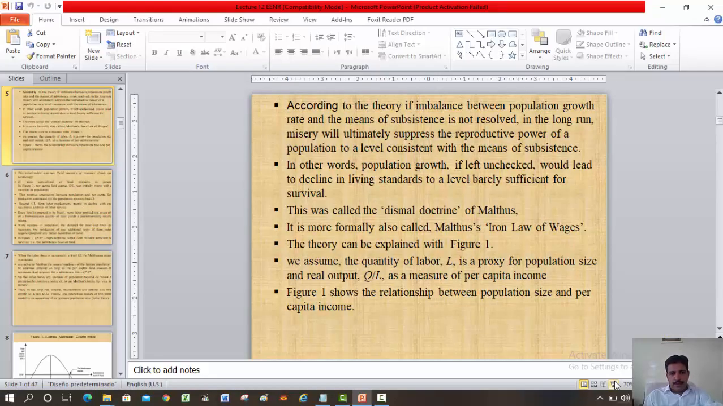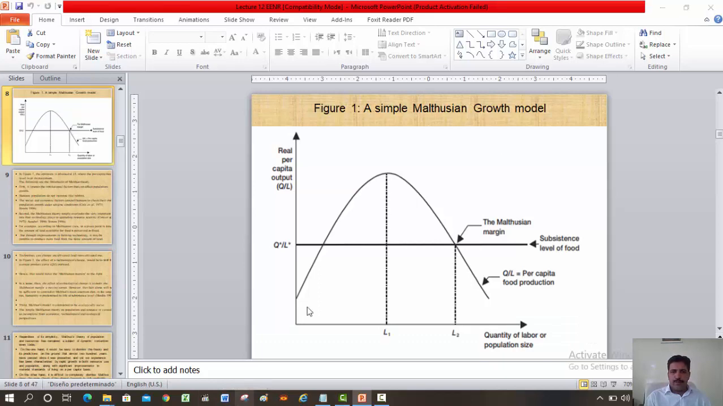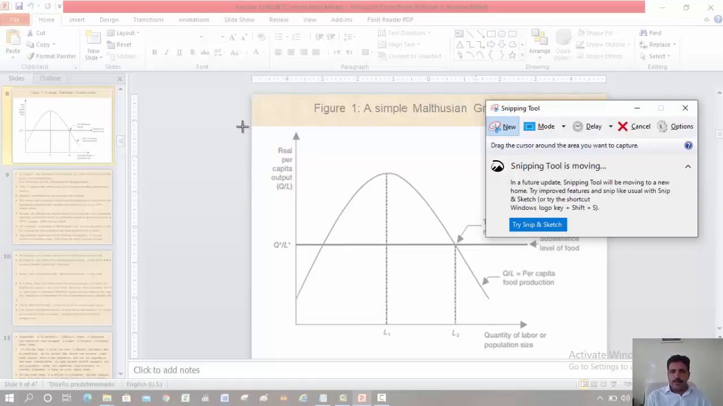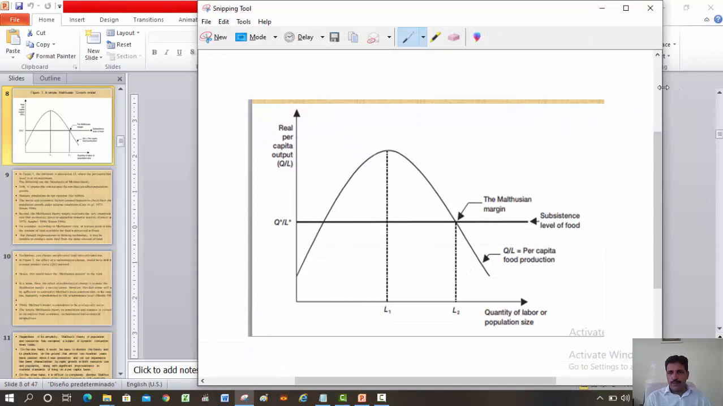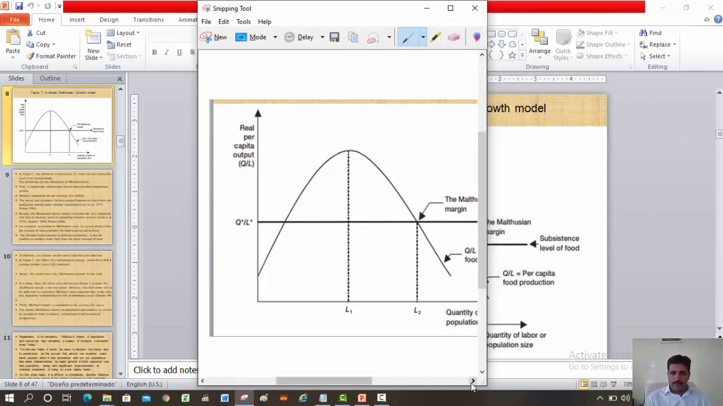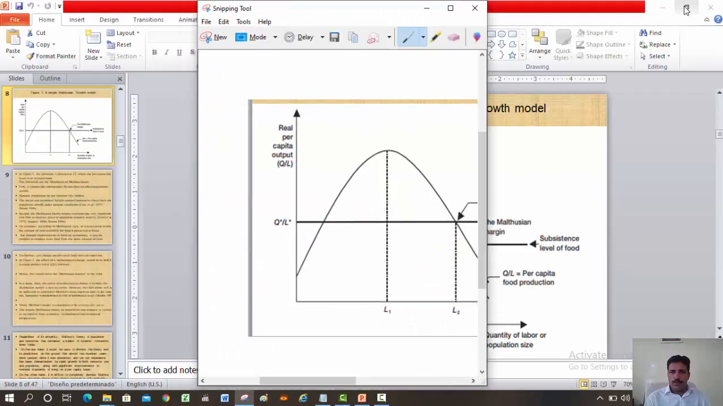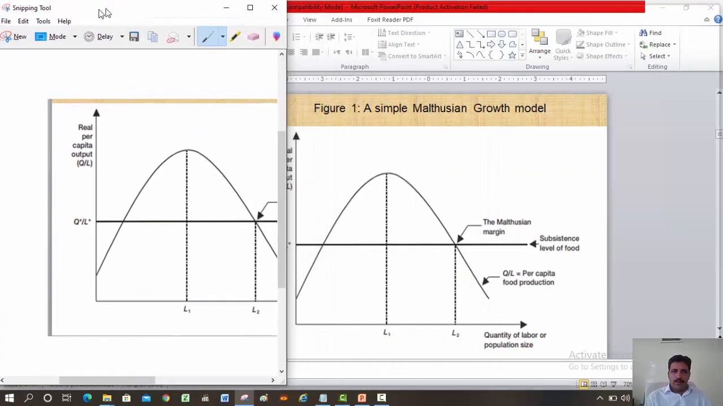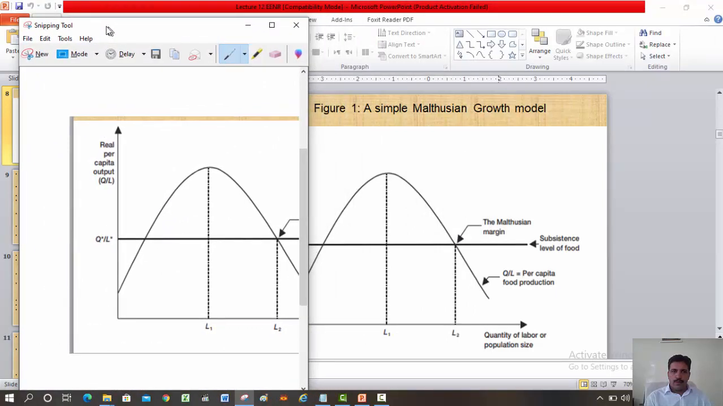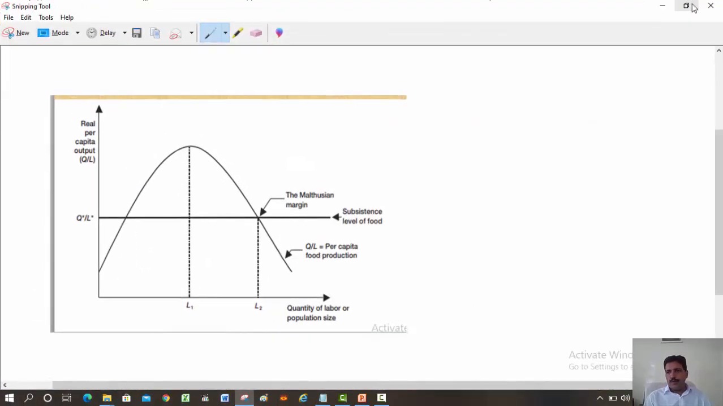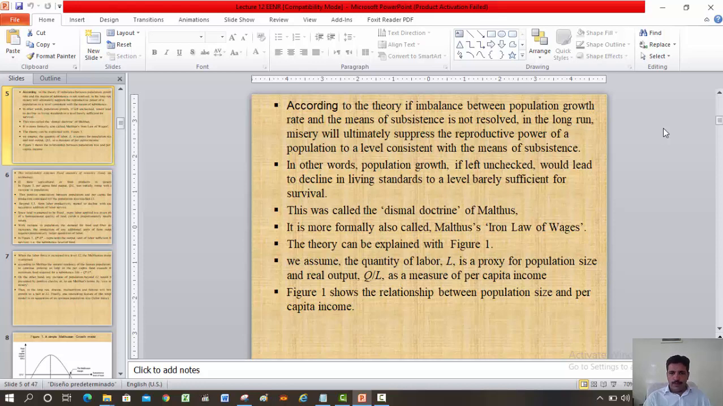Let me take a sketch of this diagram so that we may explain it in a better way. So let me take the screenshot. Yes, it's okay. It's okay. Bring it here. Oh no. Oh no. One minute. Yes.